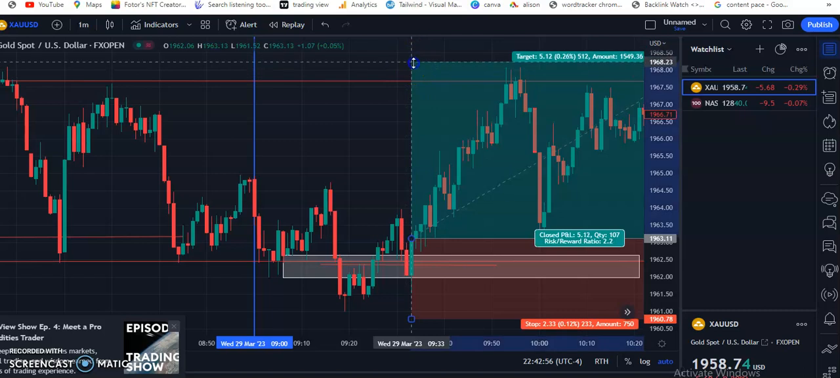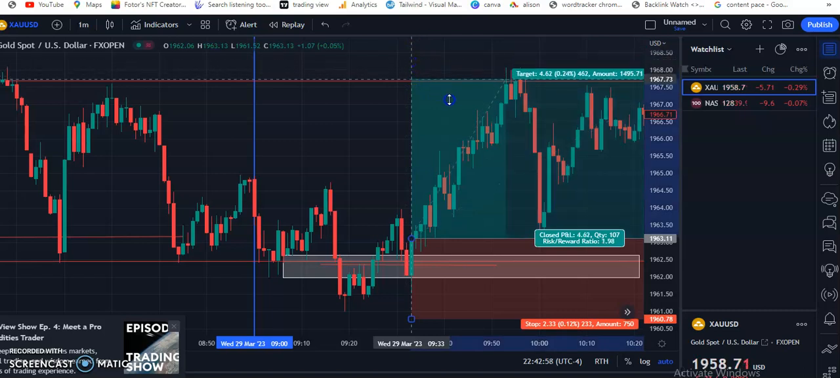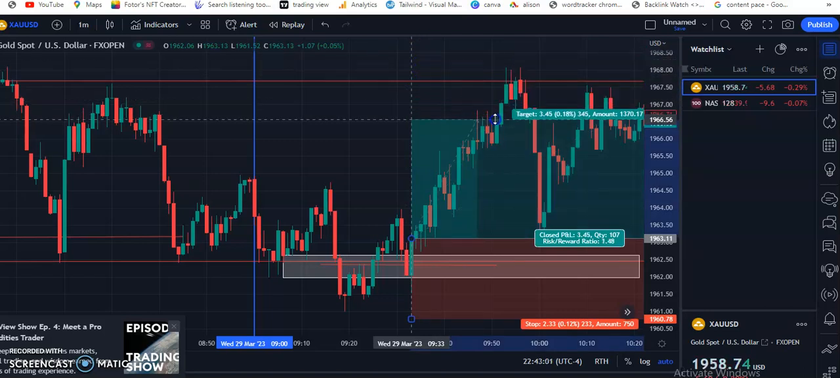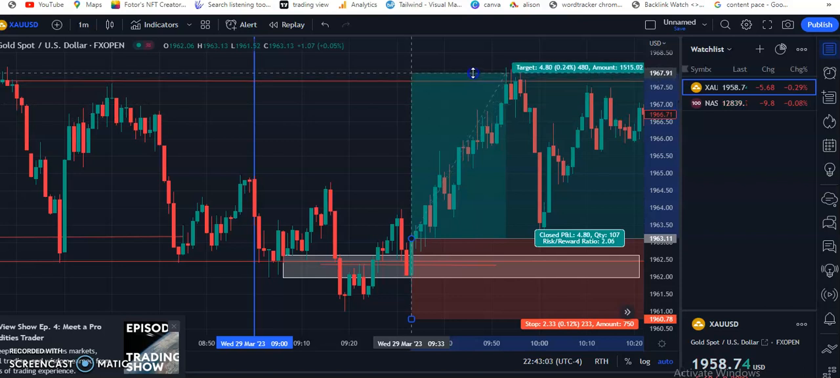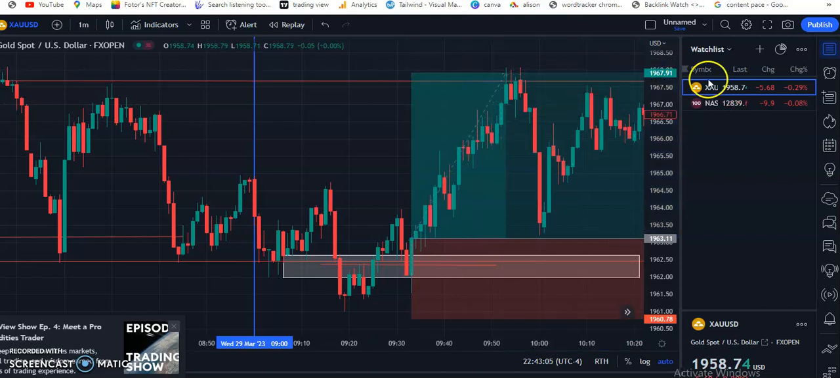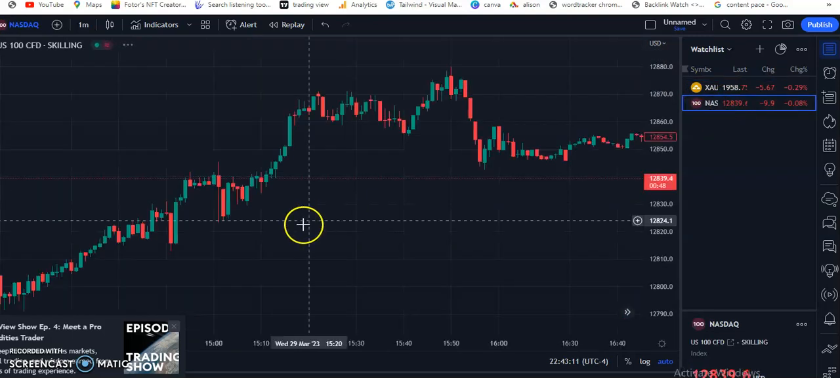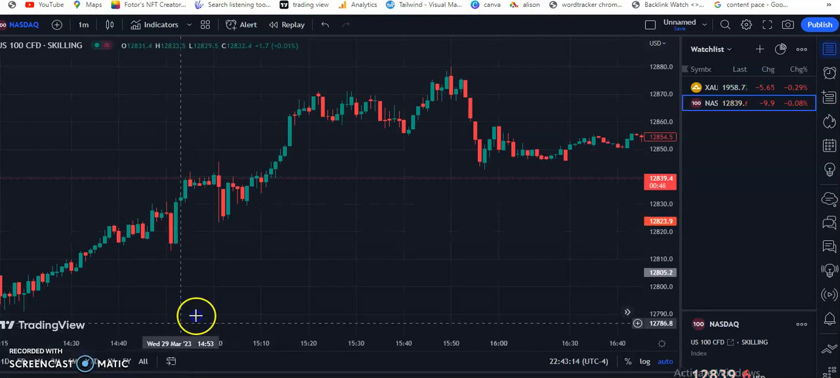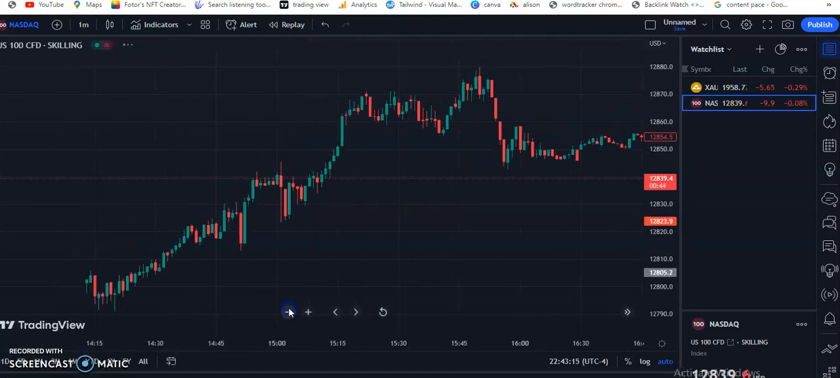Still, you could have gotten out here as the market evolved. But the point is that we have our very good setup at the low. Now, Nasdaq also gave us a textbook setup, a very nice setup.